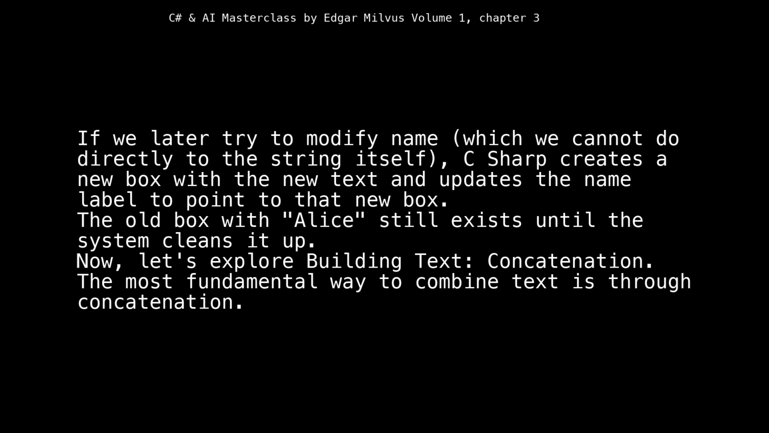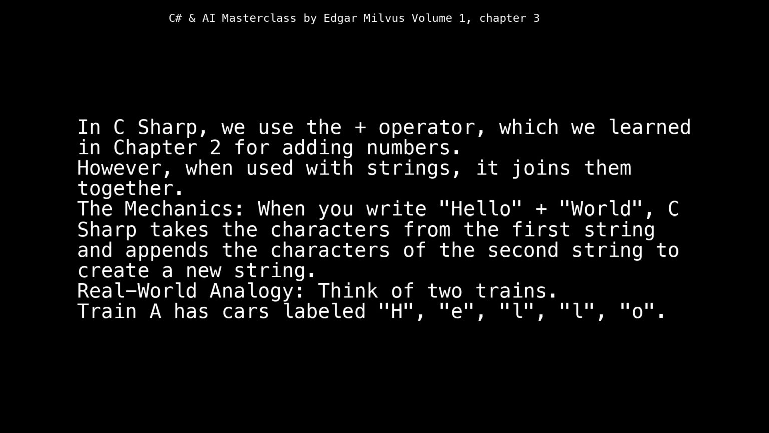Now, let's explore building text: concatenation. The most fundamental way to combine text is through concatenation. In C#, we use the plus operator, which we learned in Chapter 2 for adding numbers. However, when used with strings, it joins them together. The mechanics: when you write "hello" plus "world," C# takes the characters from the first string and appends the characters of the second string to create a new string.